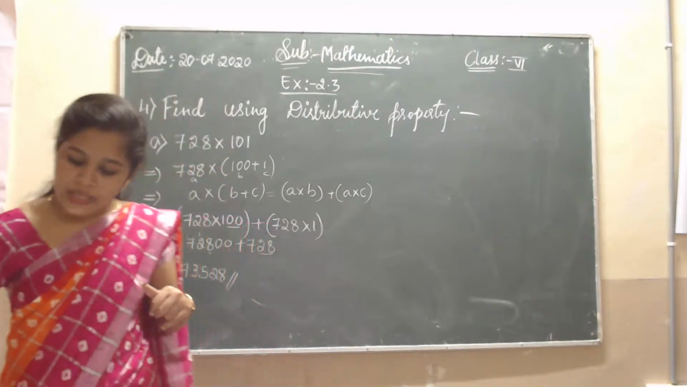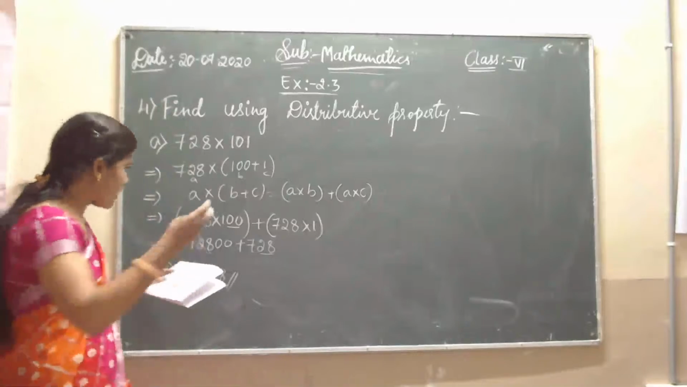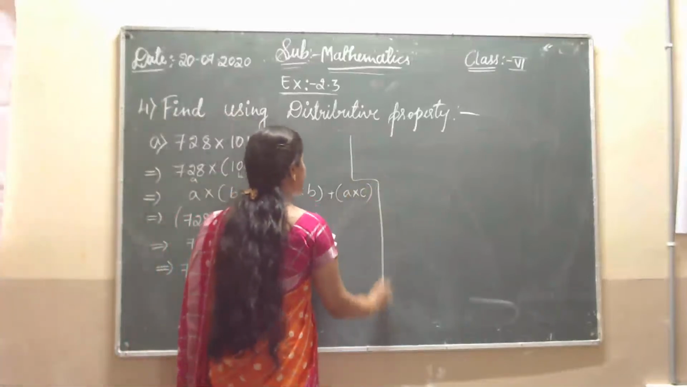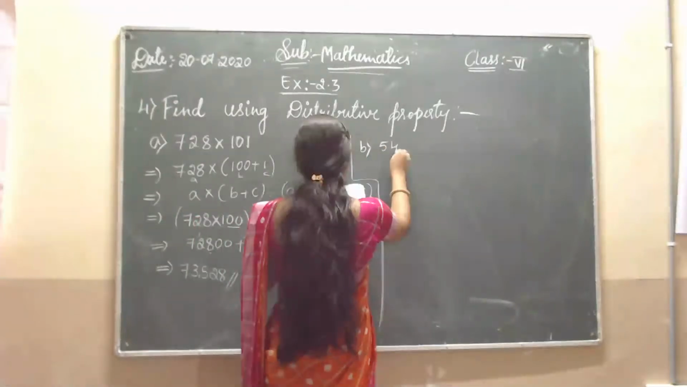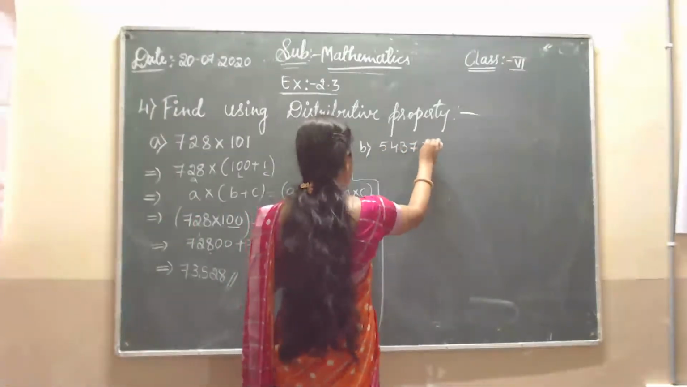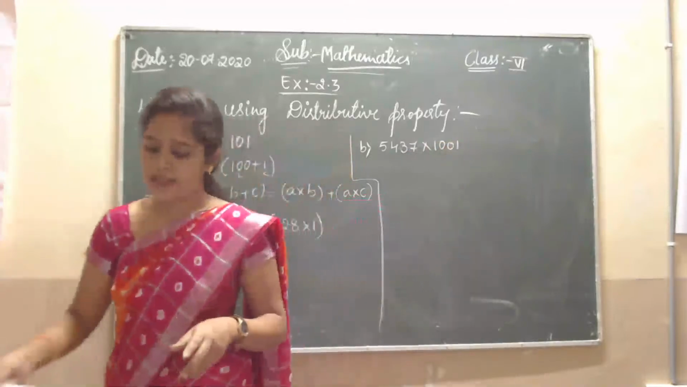Let's come to our B part. I will explain here. B: 5,437 into 1,001. Same as it is.